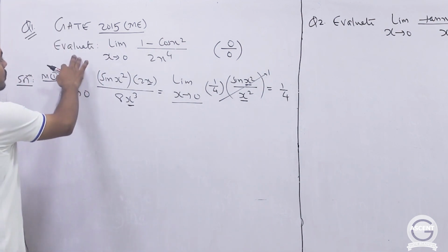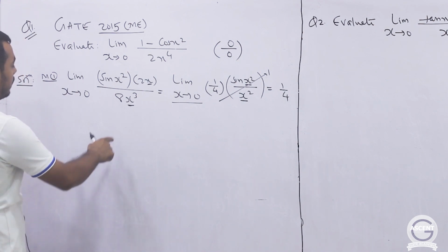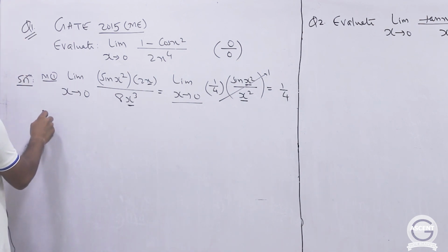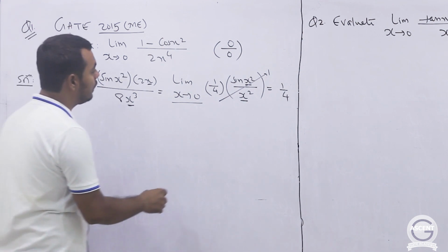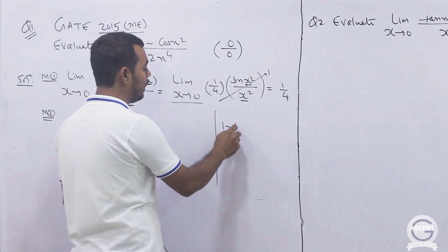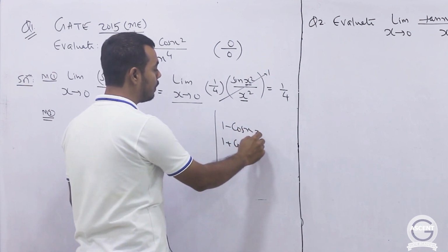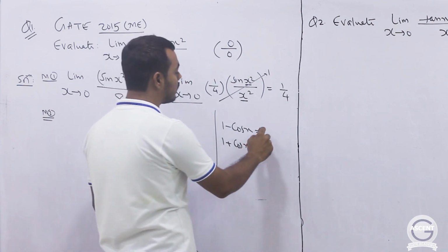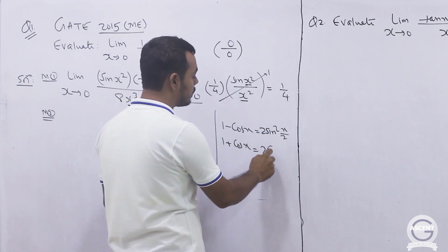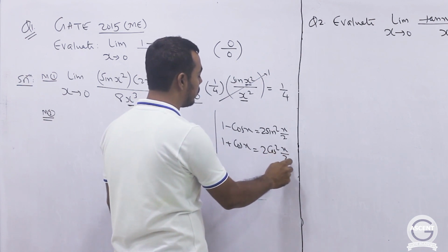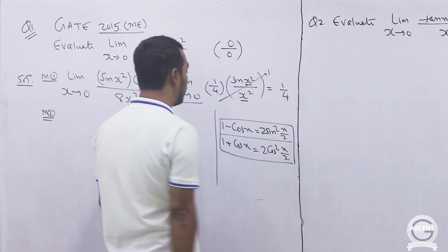For this question, 4 options were given, so the correct answer will be the option having 1 by 4 as the answer. Now the second approach is, here we are going to use trigonometric identities. There are two very important formulas that everyone must know: 1 minus cos x is 2 sin square x by 2, and 1 plus cos x is 2 cos square x by 2. These two formulas are very frequently used in calculus.